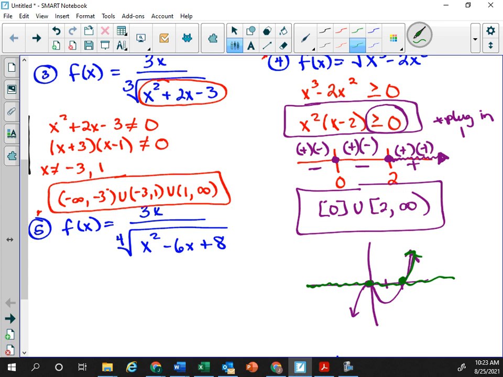The x cubed minus 2x squared. Yeah. I just factored. So I factored an x squared out of both. Yep.